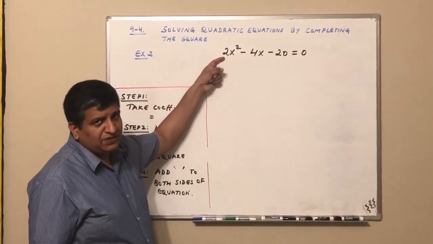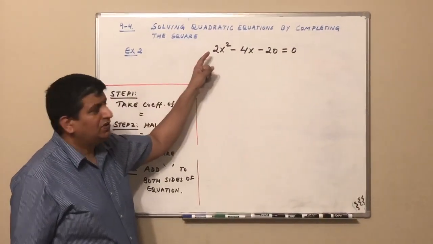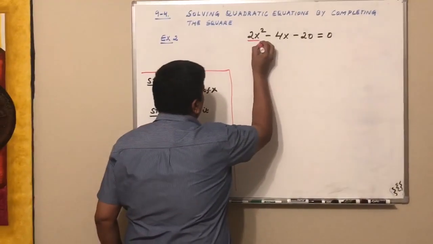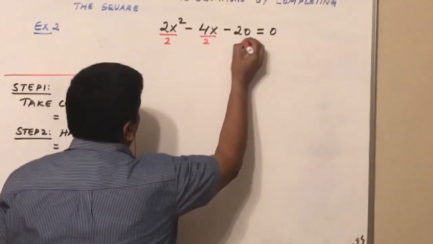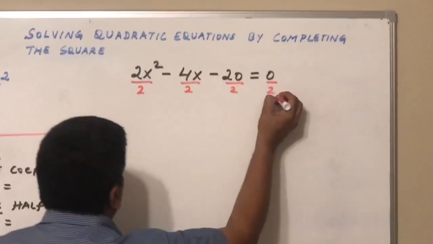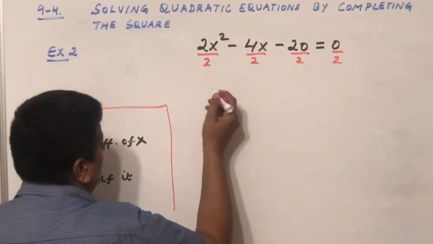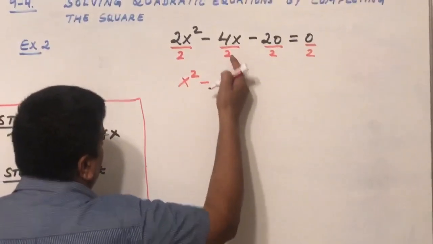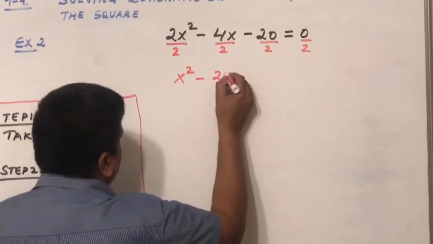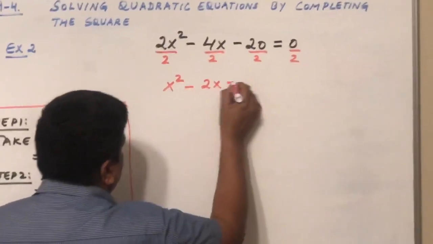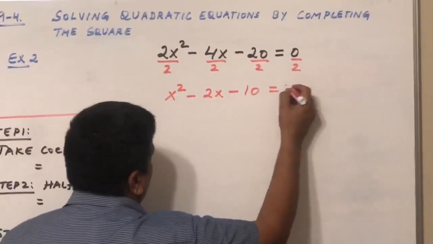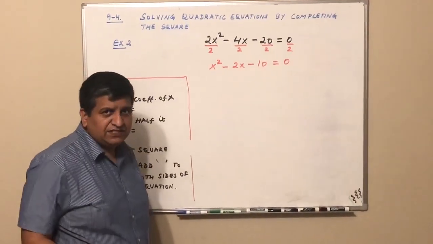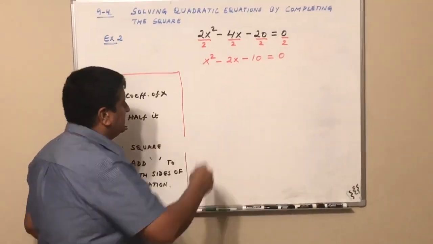The first step is we're going to divide out by this number each term of this equation. So let's divide by 2 on both sides. 2x squared divided by 2, that's just x squared. Negative 4x divided by 2, that's negative 2x. 20 divided by 2, that's 10, and 0 divided by 2 is just 0. The next step is, if there is any constant term, move it to the right hand side.